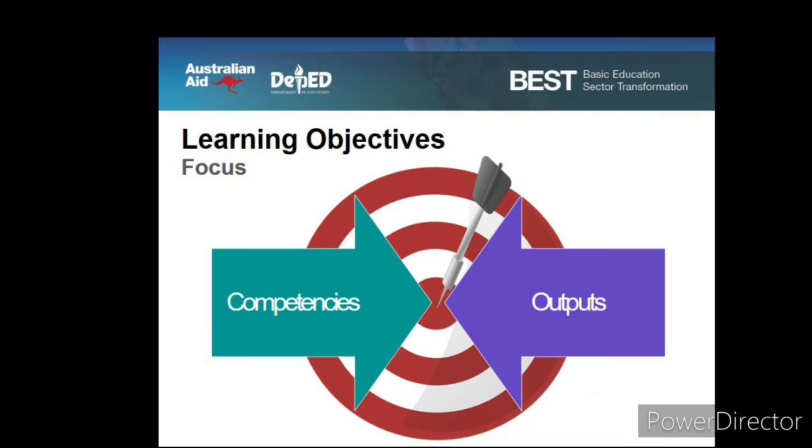And the learning objectives, with the coordination and collaboration of competencies and outputs, there is really a greater possibility to hit the target or bullseye the target. In learning activities, what's focused most are the competencies and outputs collaborating with each other.